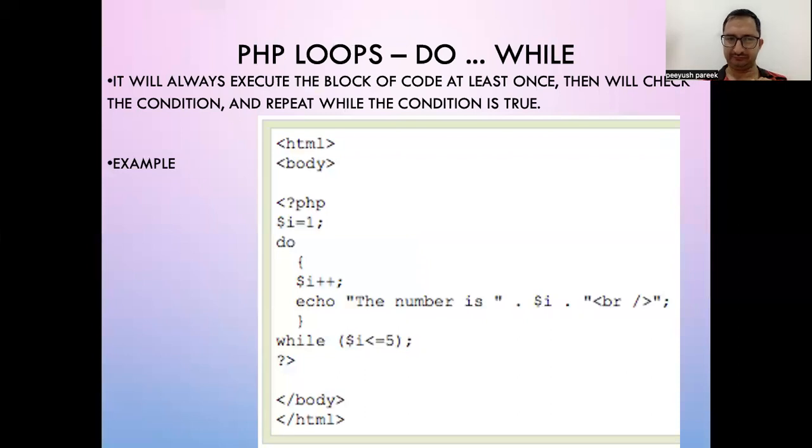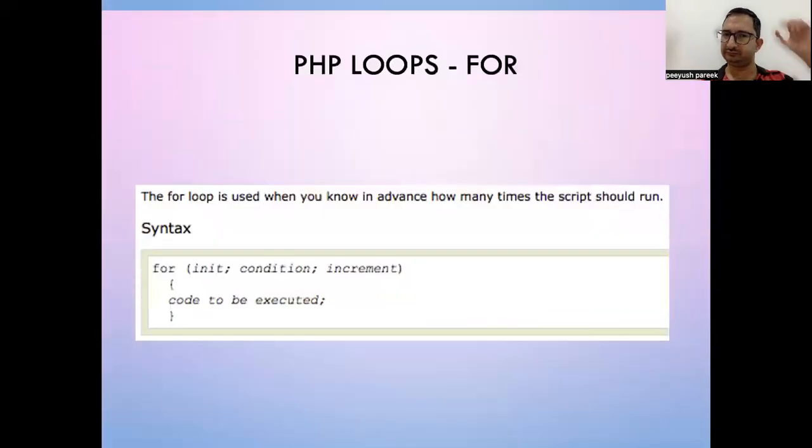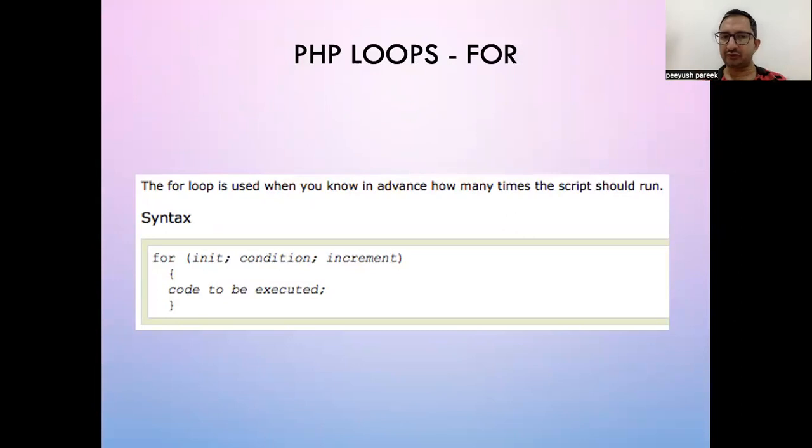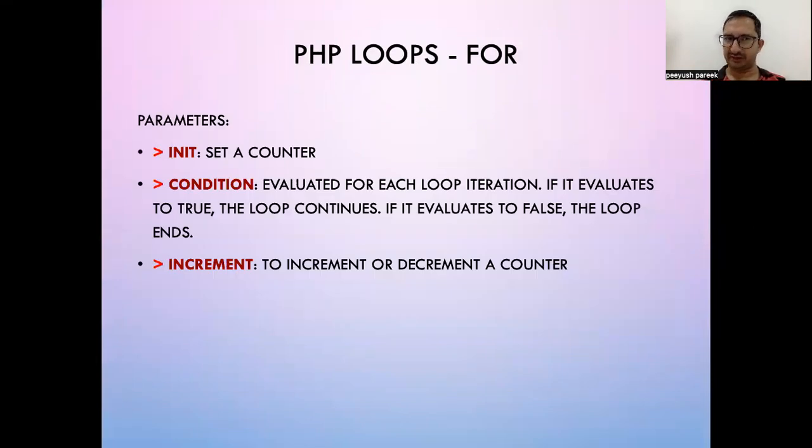Now, the next one is the for loop. The for loop is used where we have a specified number of steps already defined. So it has 3 parts: init, condition, and increment or decrement. So we will check the parameters. Number one is init. It is used to set or initialize the counter. Then we have the condition which will be evaluated. If it is true, then the loop will be executed. If it is false, the loop will end. And then increment or decrement the counter.